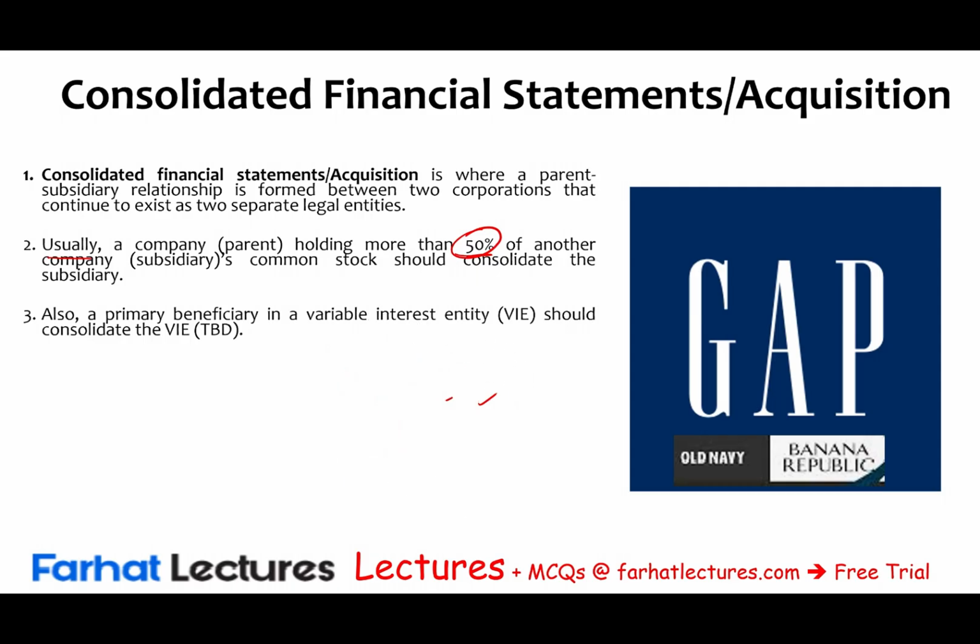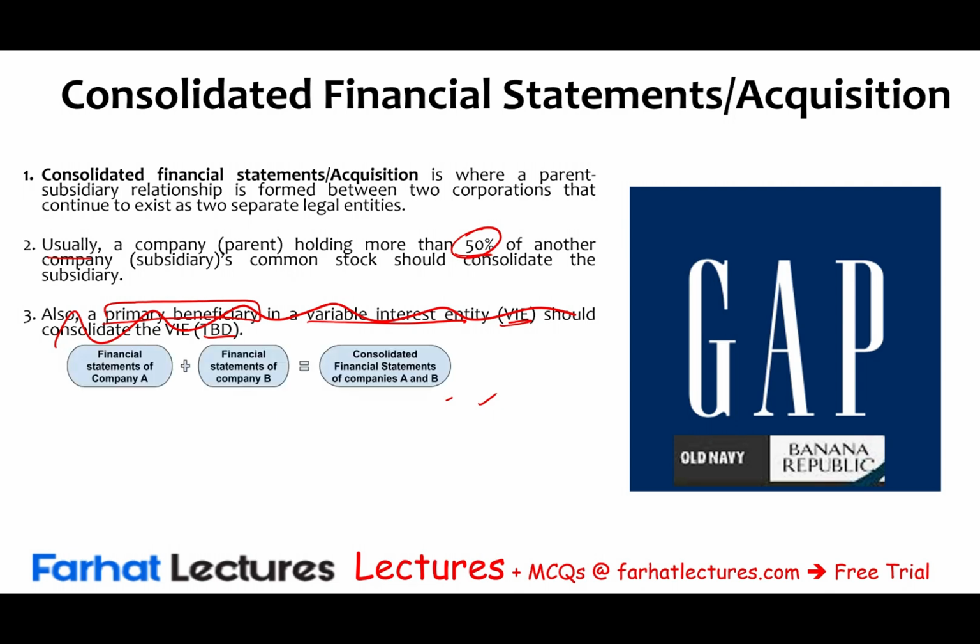Also, if you are a primary beneficiary in a variable interest entity, you should consolidate. What is this VIE, variable interest entity? In other words, you may not own 50%, you may own less than 50% and still have control. But that's a topic that we will discuss separately, not today. In other words, you could have control without having more than 50%. How? Under the variable interest entity method. We're not discussing it here, just know that it exists.